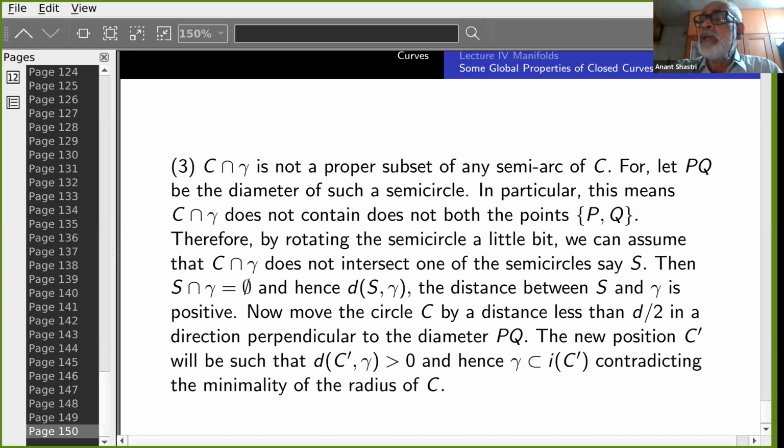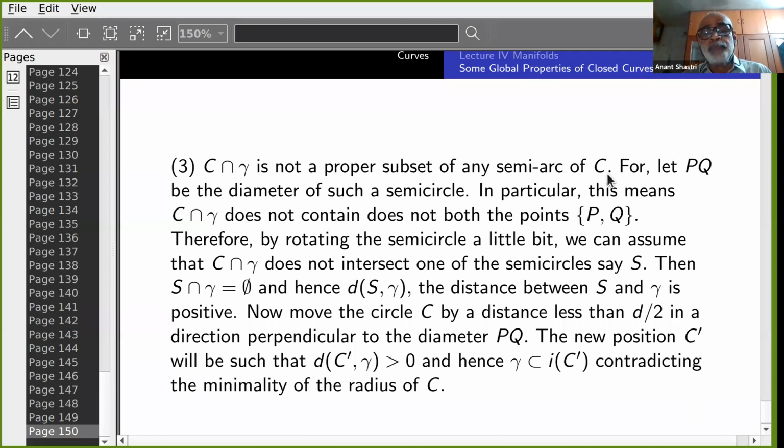Suppose I take a triangle, that can also happen, I have shown you. But triangles we are not allowing, so we can make a small curve like that, not necessarily an ellipse. Slightly change the elliptic shape, slightly away, you can have that. So there are such possibilities, but only one side including the endpoints. So that is not a proper subset. C intersection gamma is not a proper subset of any semi-arc of C.